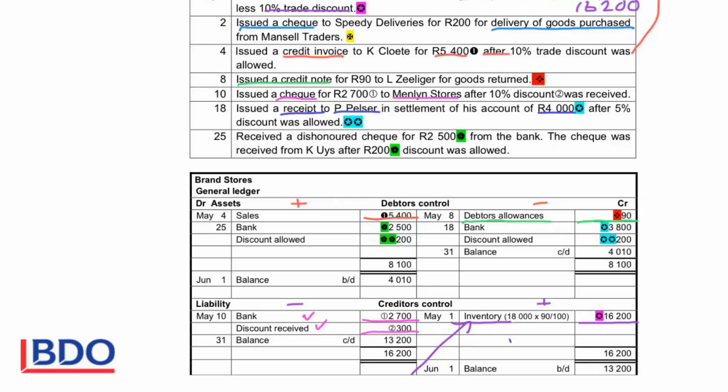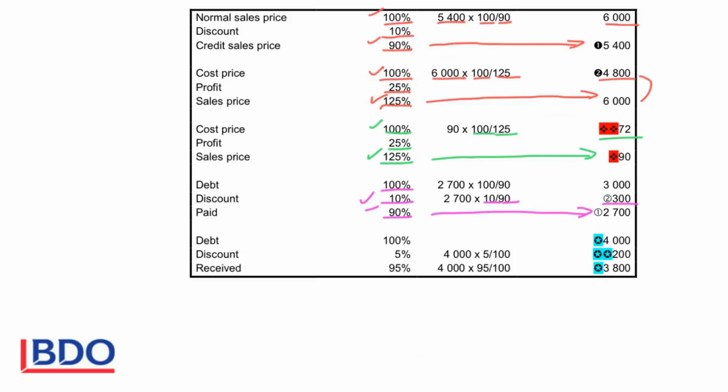They say his account is 4,000 and we will first give him a 5% discount before we work out the amount that he must pay. So we will do a calculation to determine how much is the amount that we receive and what is the discount allowed. If he paid his total debt, he would pay 100%. The discount is 5%, so we only receive 95% of the total amount that he owes.